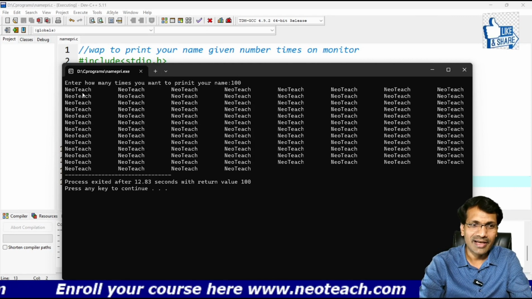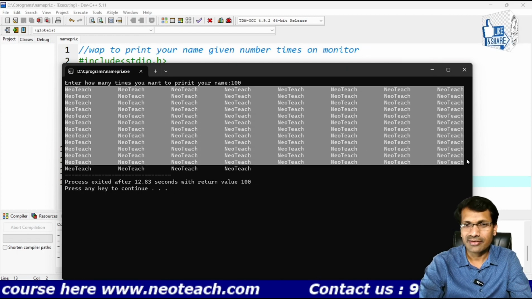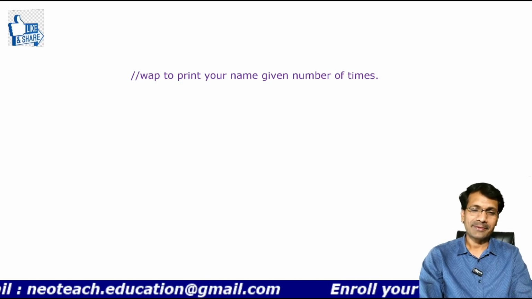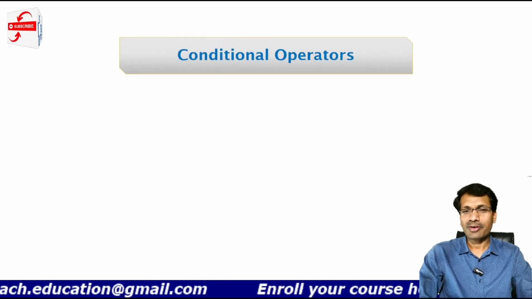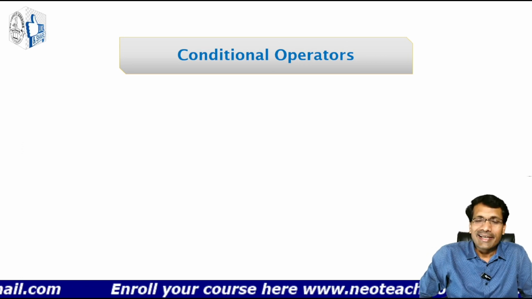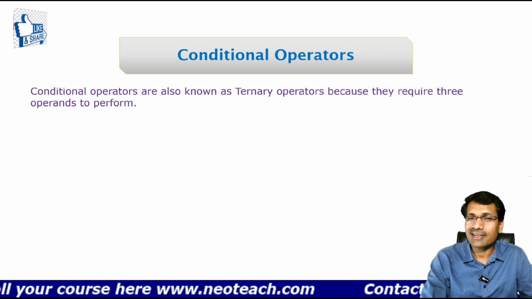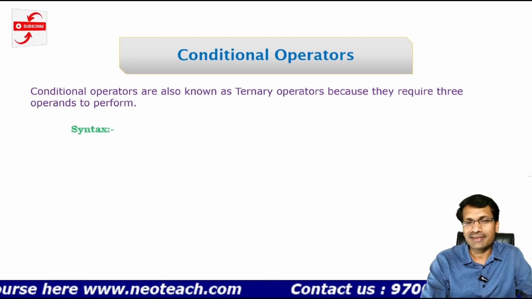See, 100 times output generated like that. Okay, so like this we will write the programs, and now we will move on to the next topic, conditional operators. What do you mean by conditional operators? Conditional operators are also called ternary operators because they require 3 operands, meaning 3 expressions we are using here.